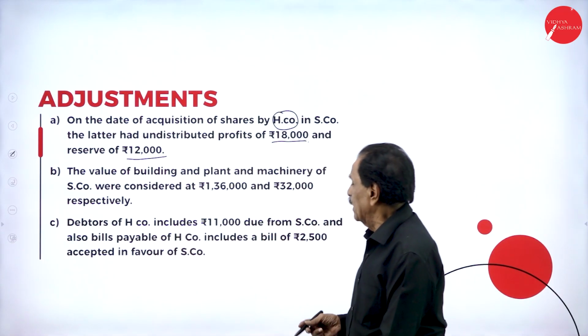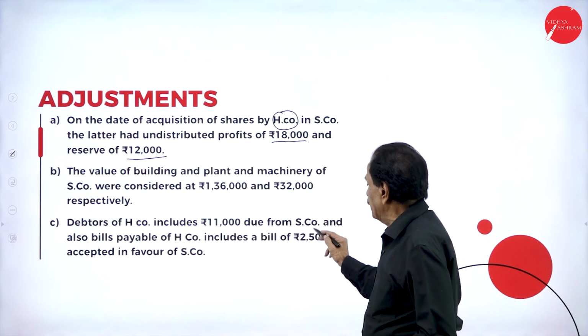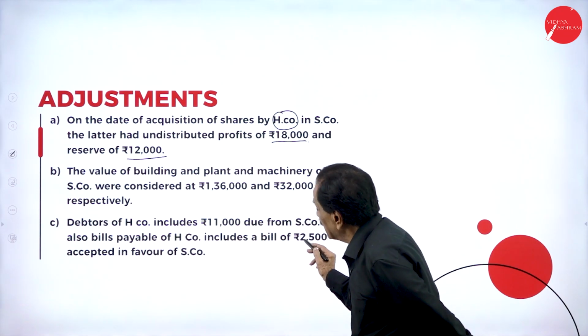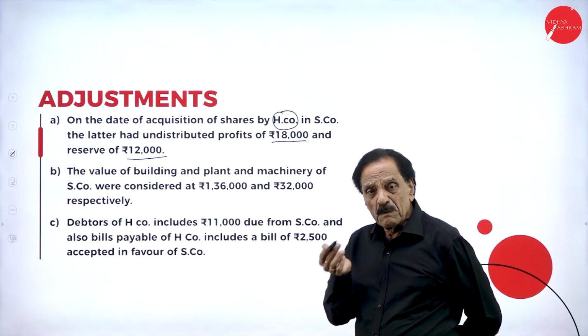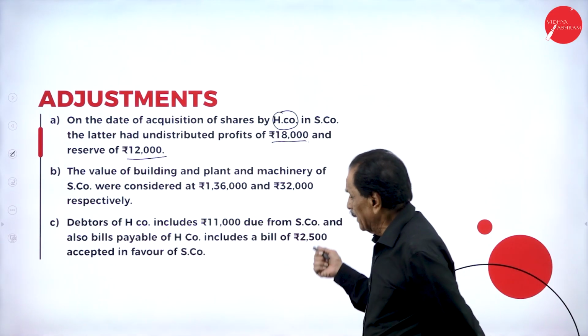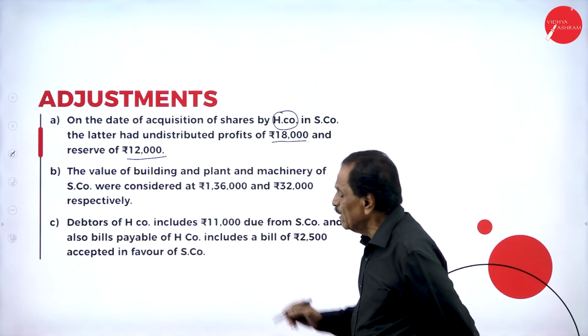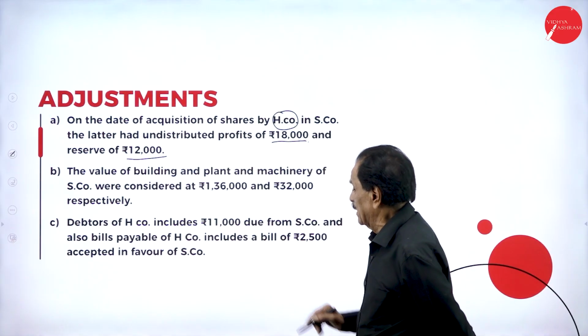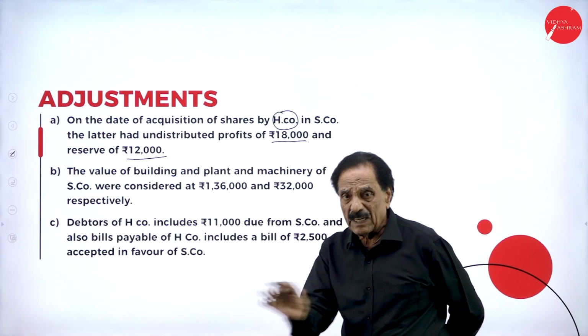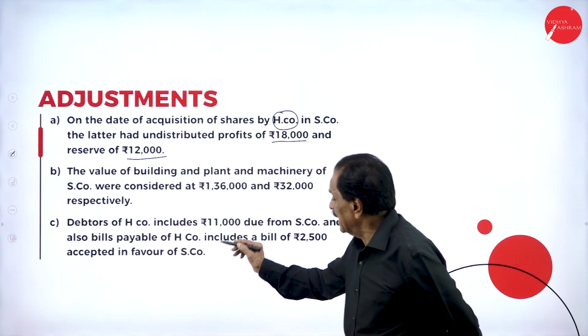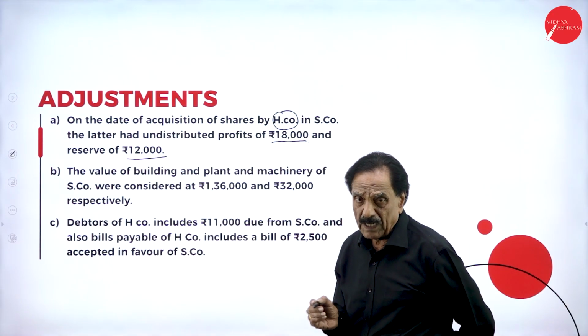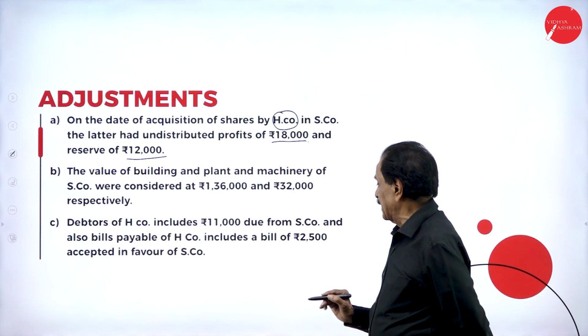Debtors of H company include 11,000 due from S company. Who has to pay? S company has to pay to H company before consolidation. Once you become consolidated, the question of debtor and creditor does not arise. Deduct 11,000 from debtor, 11,000 from creditor.